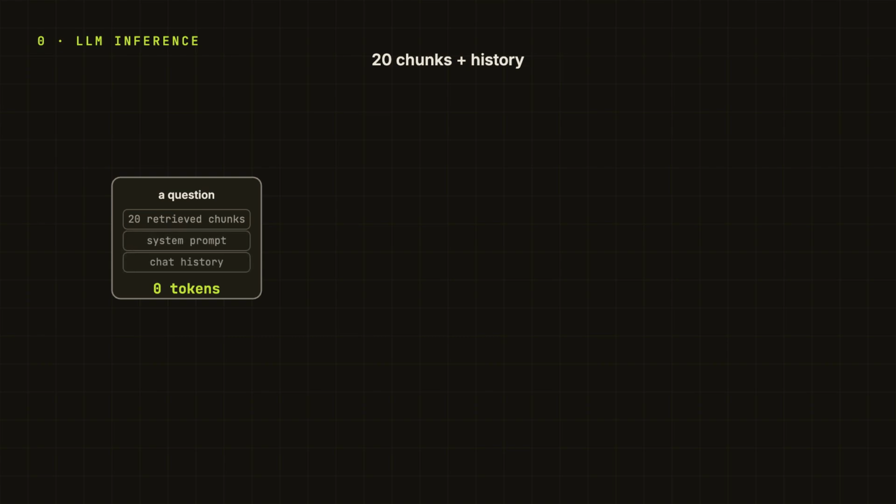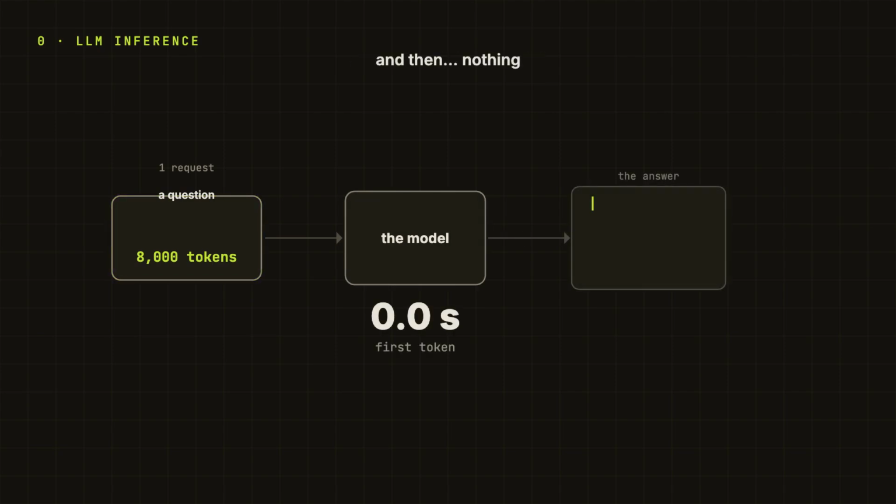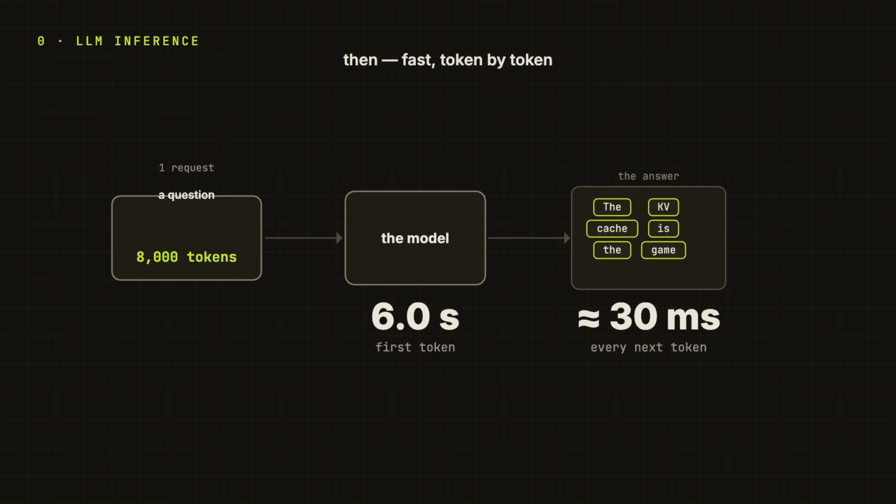So let us start with something you have probably felt but maybe never named. Let's say we build the track assistant from the last video. The user asks a question and our app does its job. It retrieves 20 chunks, adds the system prompt, the chart history, all of it, and sends one request to the model, and then nothing. For a few seconds, nothing streams. The user is just watching a spinner. Then the first word appears, and after that, the rest of the answer comes out fairly steadily, token by token.